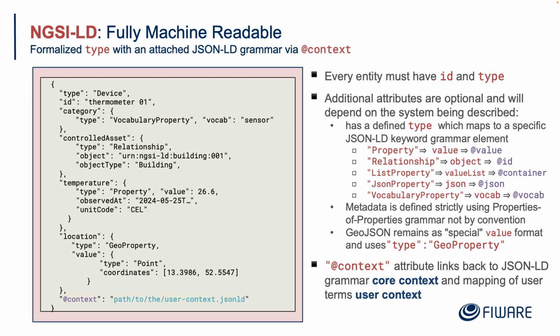Actually, strictly speaking, the at context is going to be an array of 2 elements, because you will have the path to the user's at context, which is defining terms like temperature or controlled asset or category, the stuff which makes your system run, but it will also implicitly add in the core context, so that it defines what is a property. Everything here has to be mapped to the at context somehow.